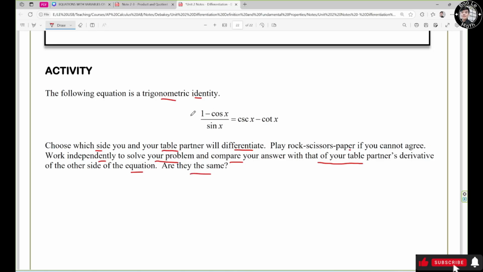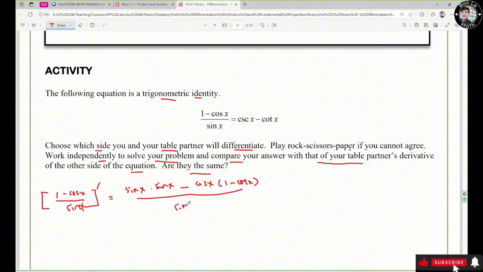Alright, so basically I'm going to take the derivative on the left hand side first. So it could be 1 minus cosine s over sine s. I'm going to use the quotient rule. So it's going to be 1 minus cosine, derivative is going to be sine s, because derivative of 1 equals 0, derivative of cosine s is negative sine s, so negative becomes positive times sine s right here. And then minus derivative of sine s, which is cosine s, times 1 minus cosine s, over sine square of s.